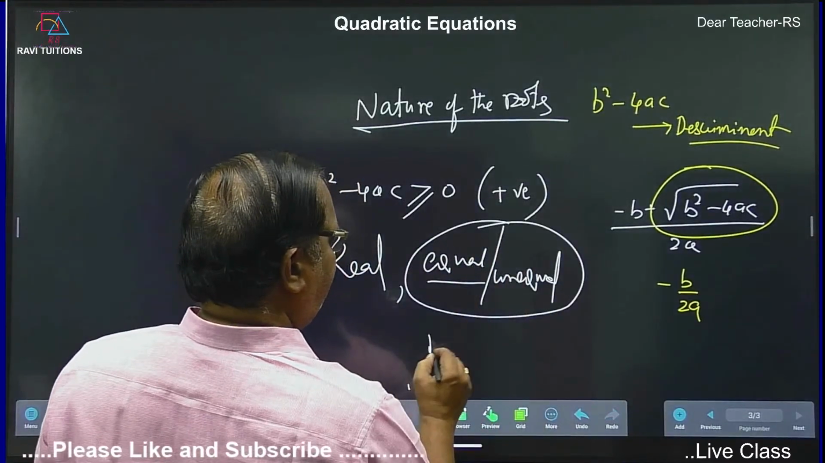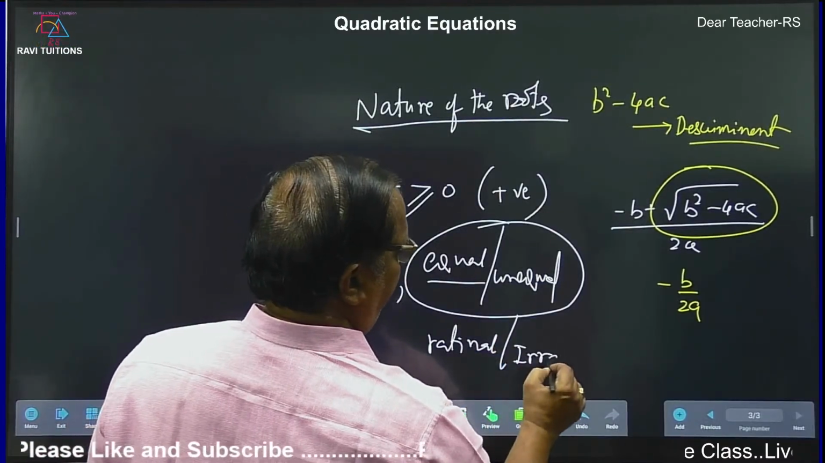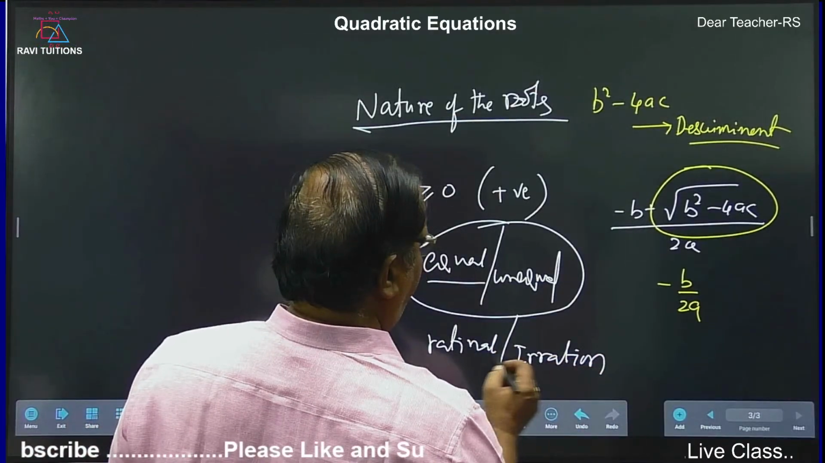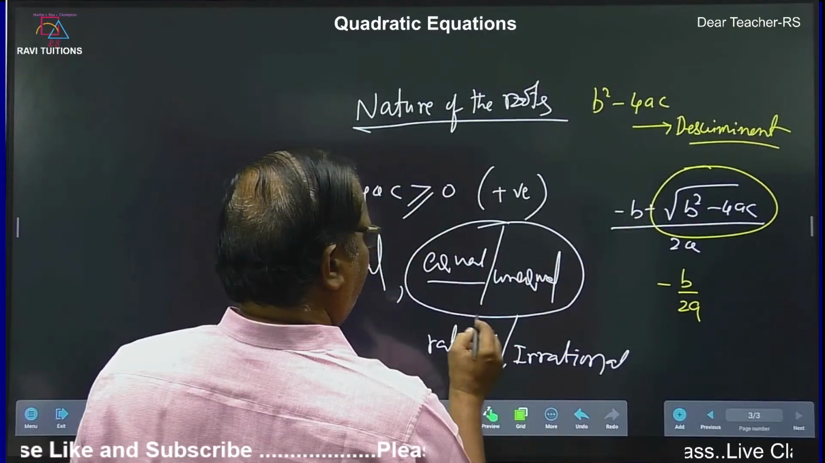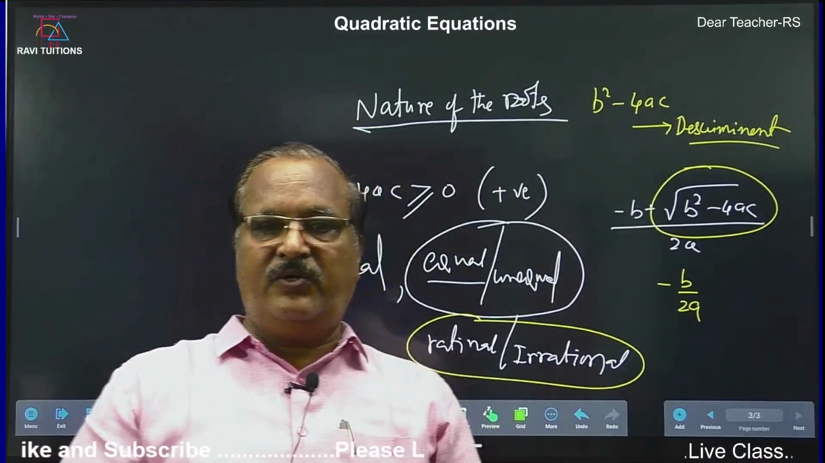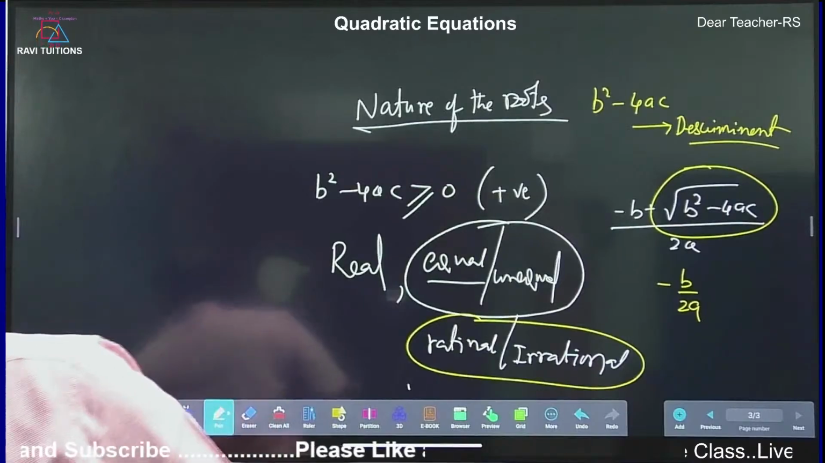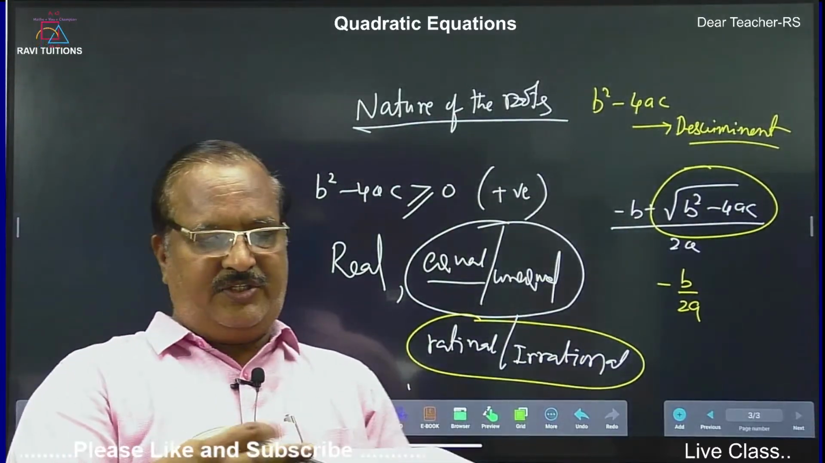And the other one is rational or irrational. I told you when it is rational and when it is irrational. So this is the nature of the roots. Now let us go to some questions in the exercise.